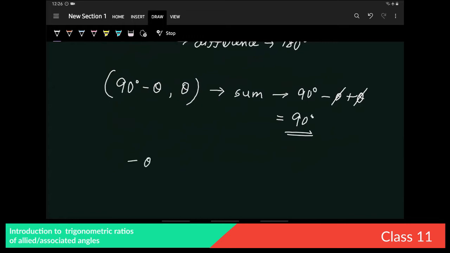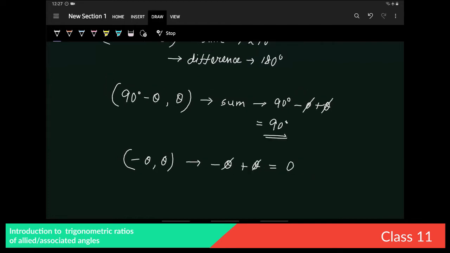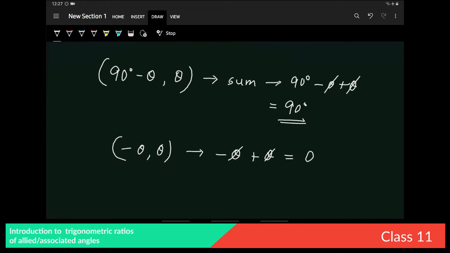Similarly, minus theta and theta, these two angles are also allied angles. Why? This time, their sum is giving me 0. It is minus theta plus theta. It is getting cancelled. It is 0. So from the definition, we have learned that if the sum or difference is 0 or a multiple of 90, then they are allied angles. So in this case, the sum is giving me 0, so these two angles are also allied angles.